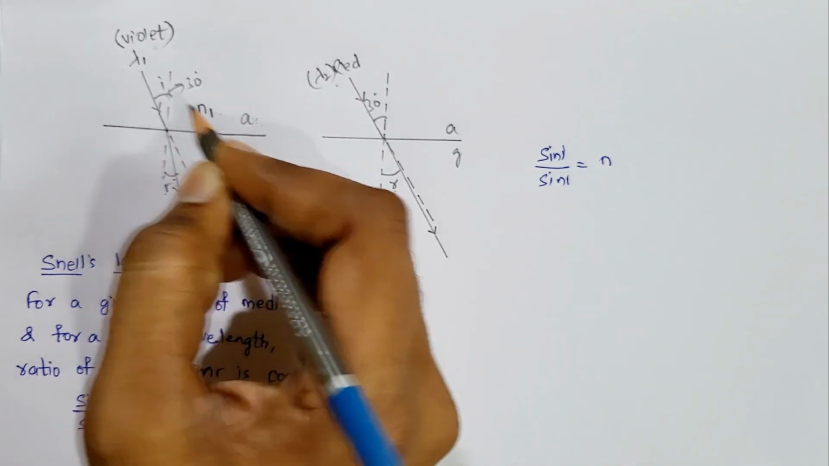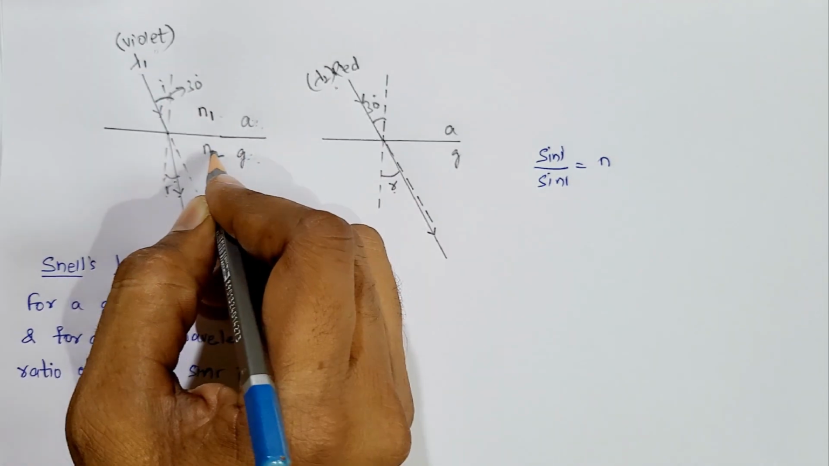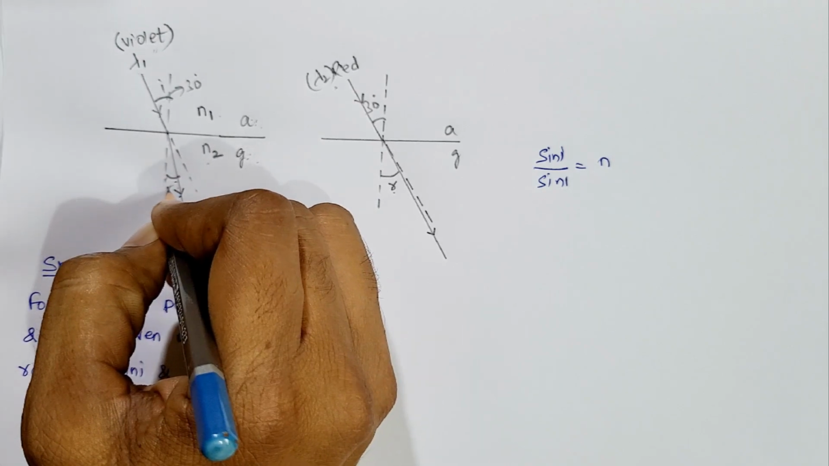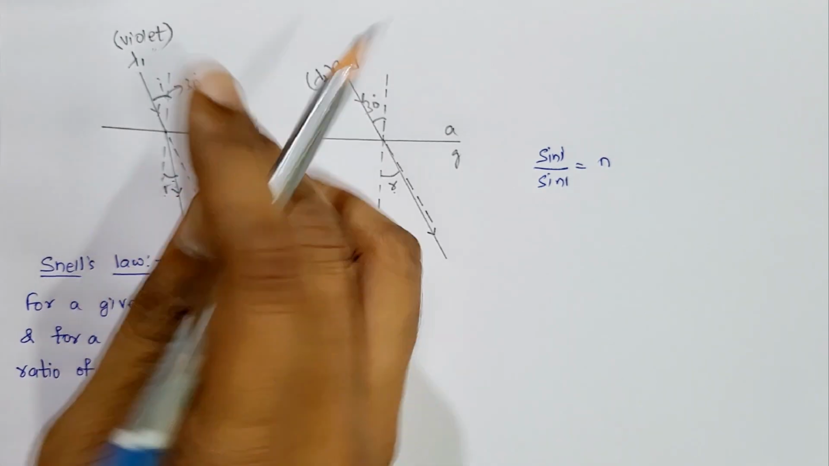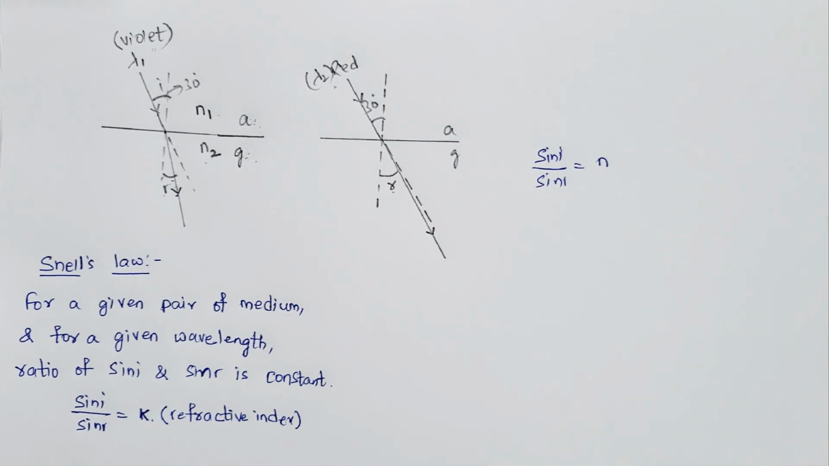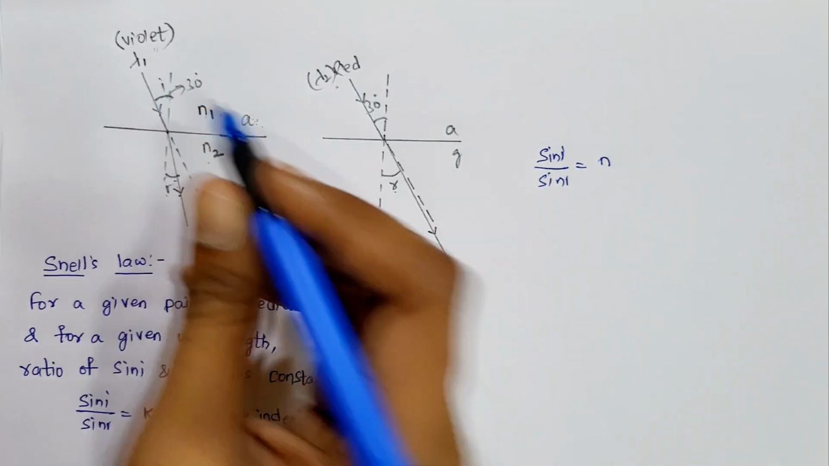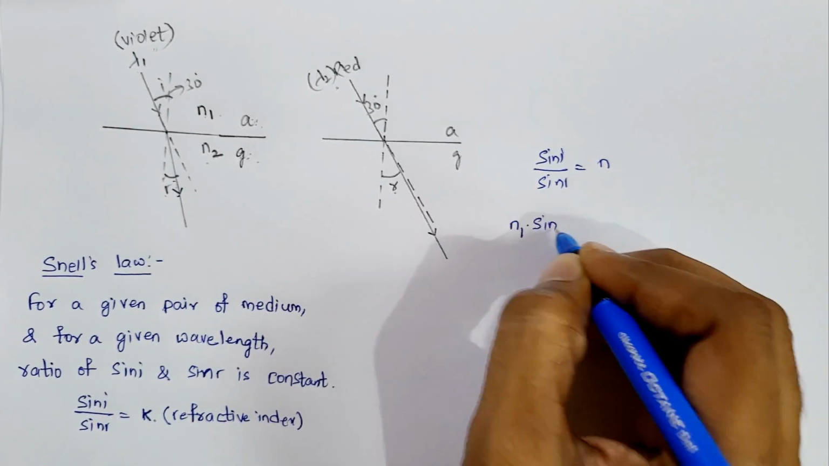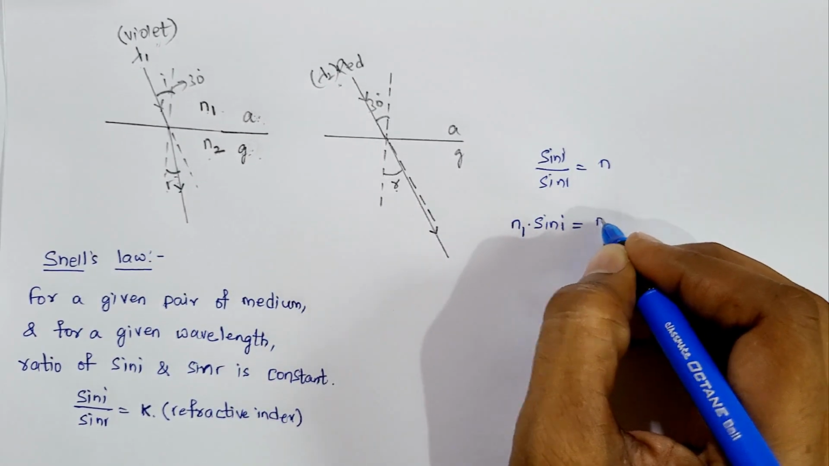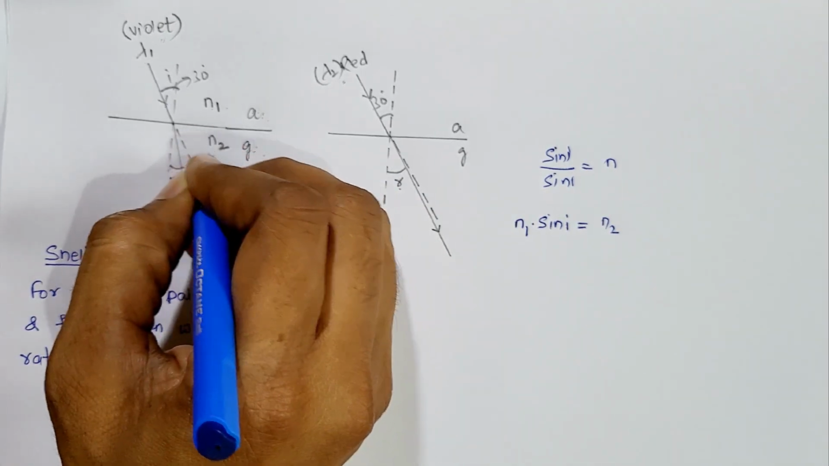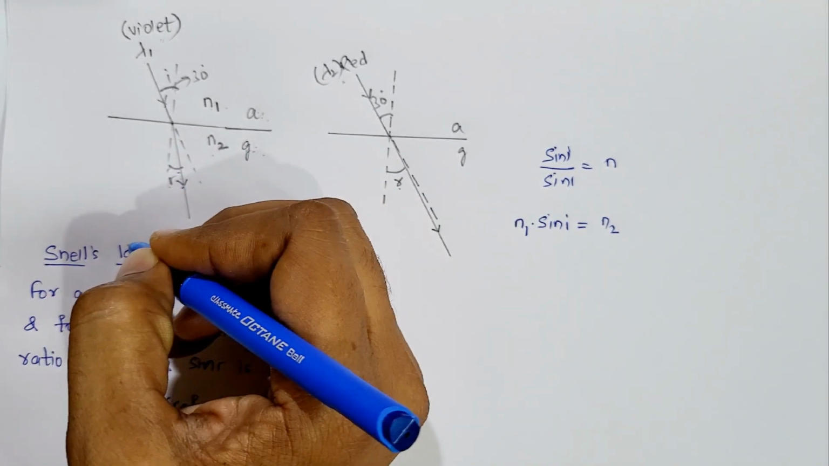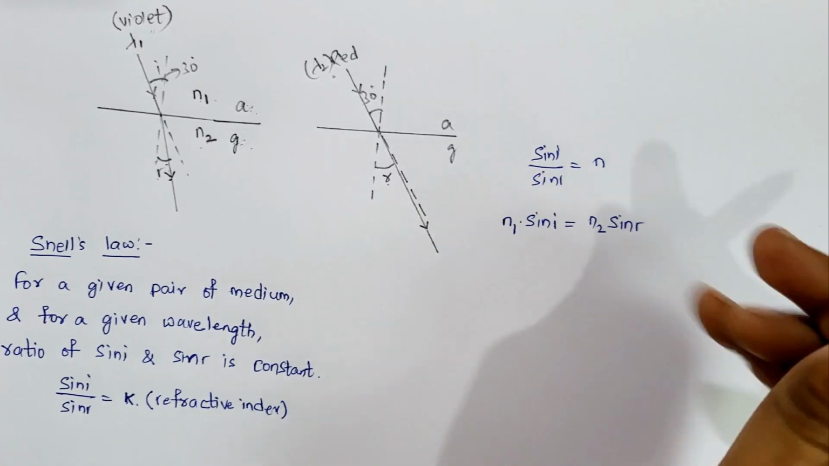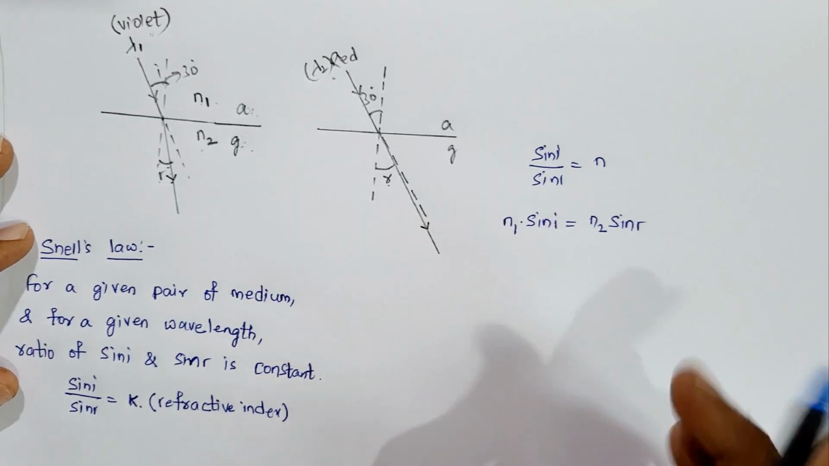Where you have taken n1, there it is i. Where you have taken n2, there it is r. You take this one as n1, this one as i, or this one as n1, this one as r, anything is fine. Okay now. So now here it is n1, here it is i, correct? So n1 into sin i will be equal to n2, where n2 is there, which angle is formed? Angle r is formed. So n2 into sin r. If you remember this equation, then you will never make a mistake.